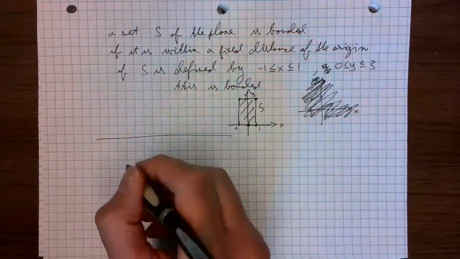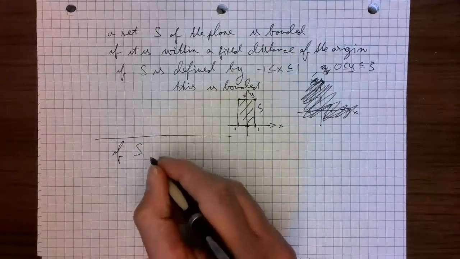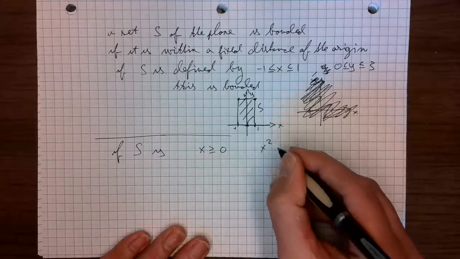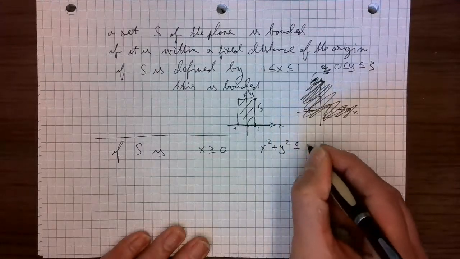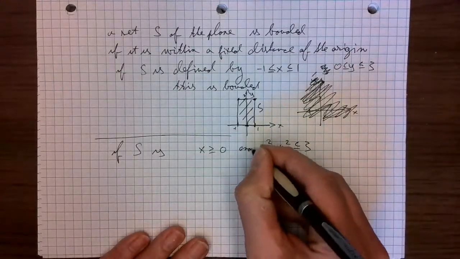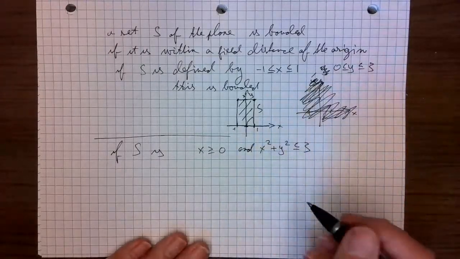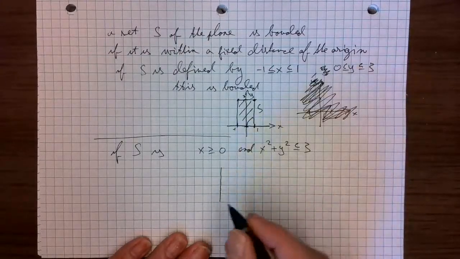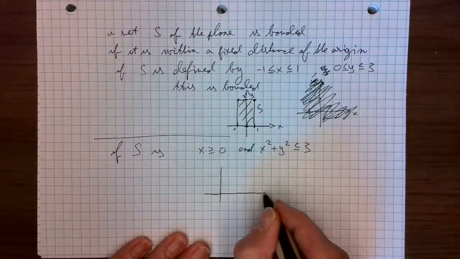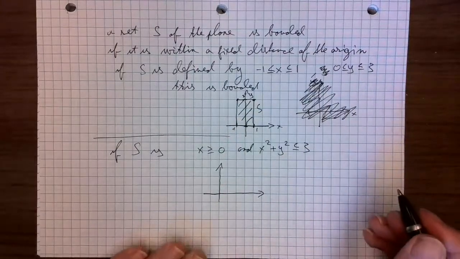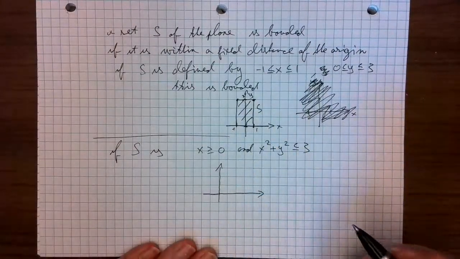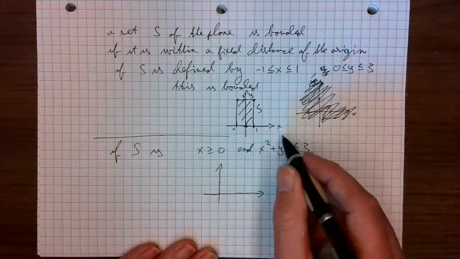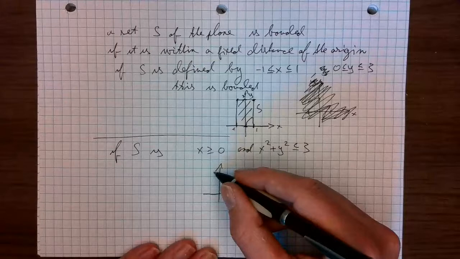Similarly, if S is, let's say, x is positive and x squared plus y squared is less than 3, then this is again bounded because, well, if we look at what this region is, this gives all the points that are within square root of 3.